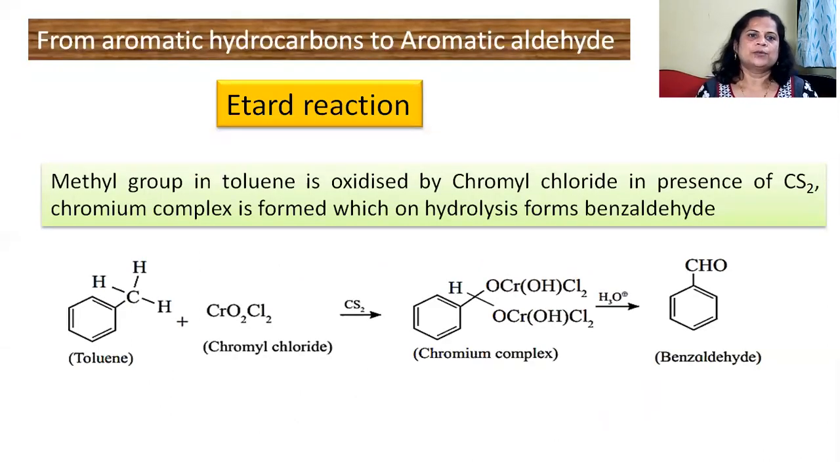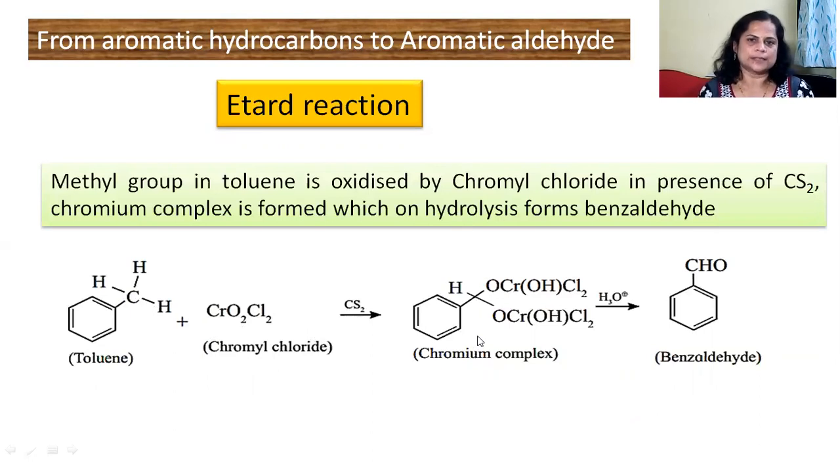In the next reaction, we are using aromatic hydrocarbons. We are going to prepare the same carbonyl compounds, aromatic aldehydes, but the reactants we change here. What are we using? Aromatic hydrocarbons. And in that reaction, we use toluene as a reactant. The toluene contains a methyl group on the phenyl ring, means C6H5CH3, and from these three hydrogens of the methyl group, two hydrogens are oxidized by using chromyl chloride, CrO2Cl2, and this methyl group in toluene is oxidized by the chromyl chloride in presence of carbon disulfide.